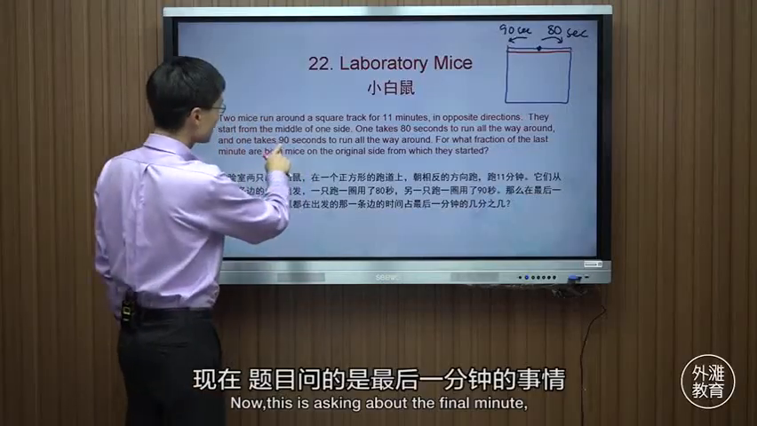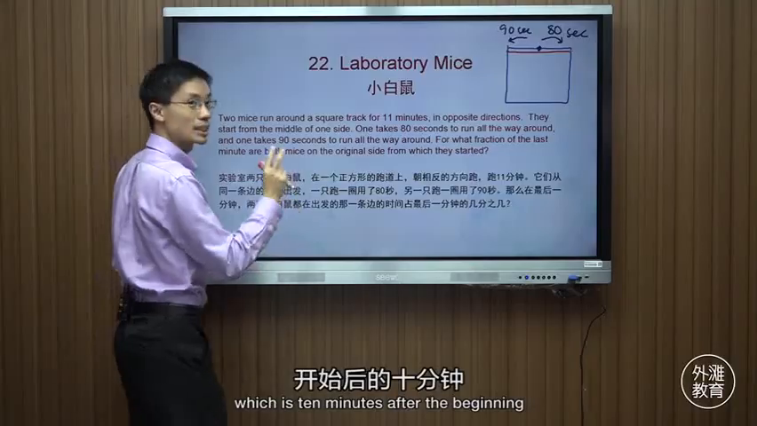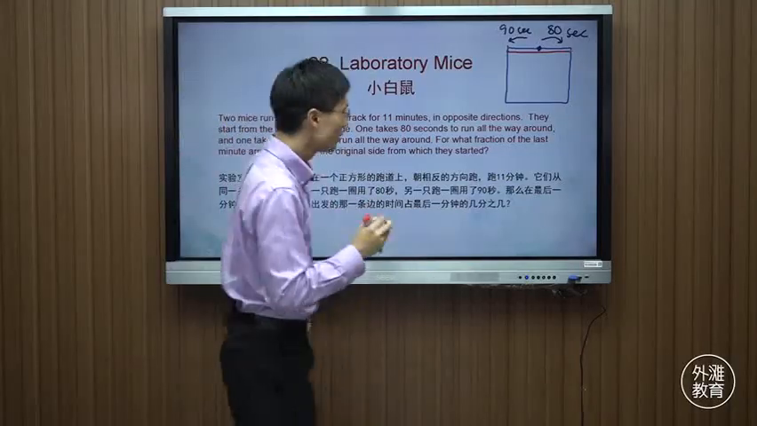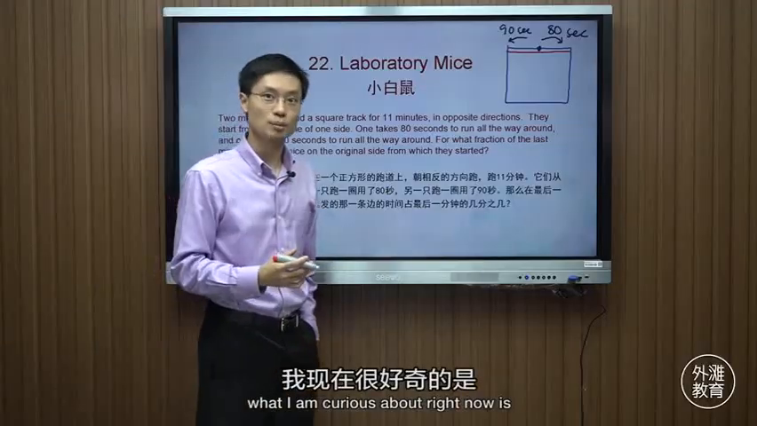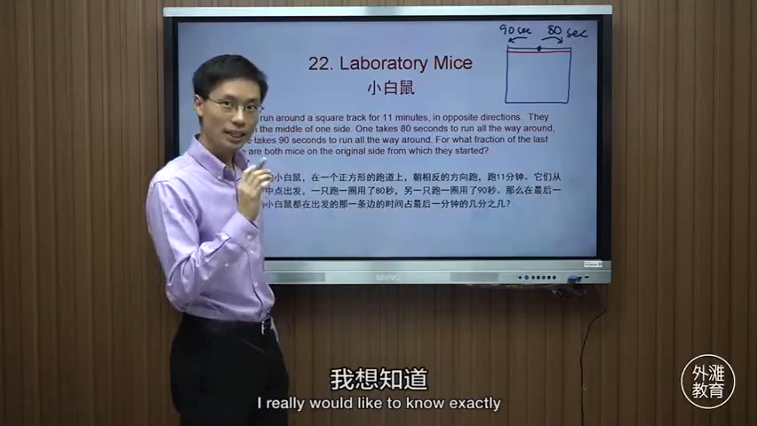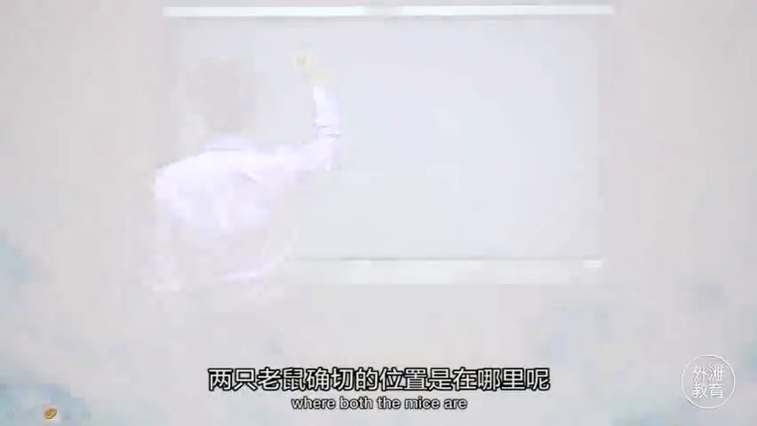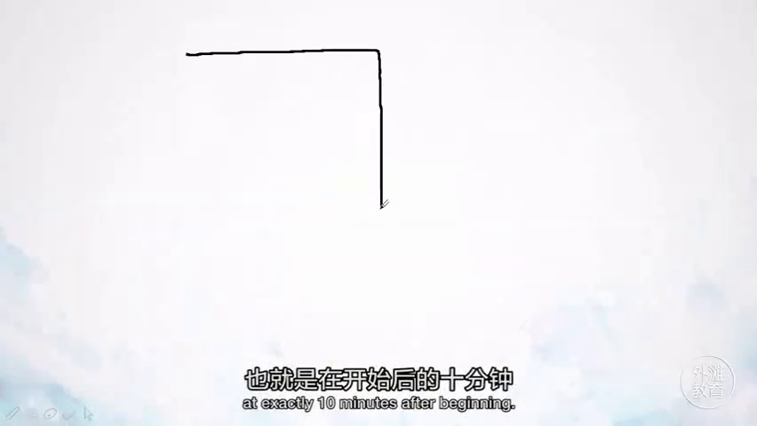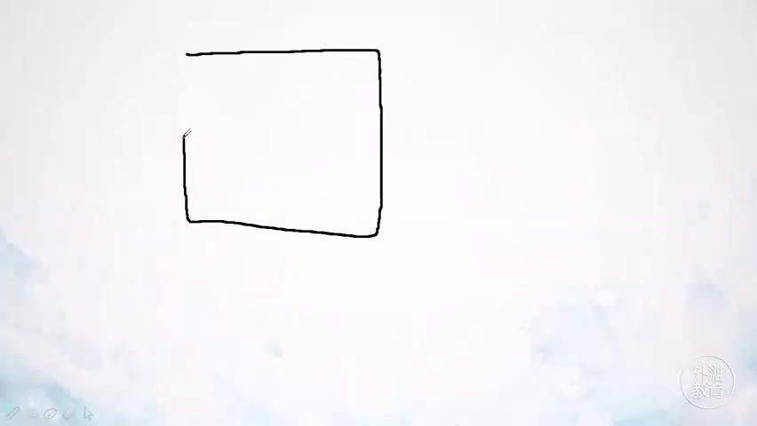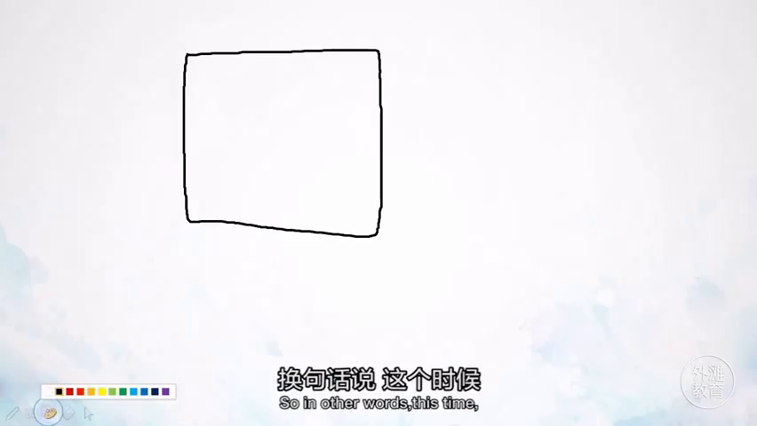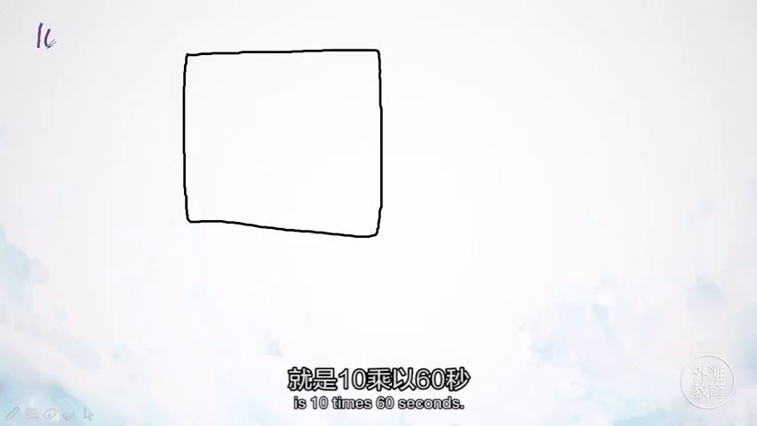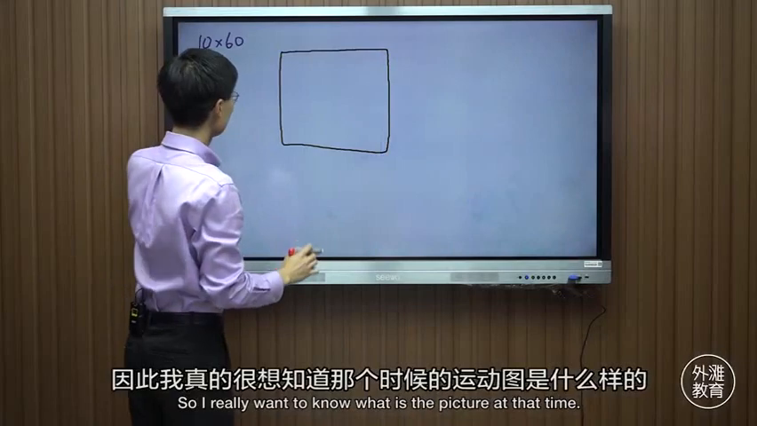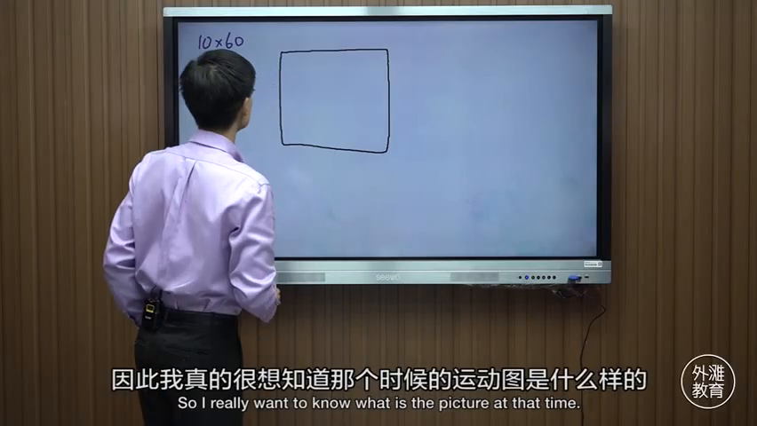Now, this is asking about the final minute, which is 10 minutes after the beginning. If it's 10 minutes after the beginning, what I'm curious about right now is I would really like to know exactly where both mice are at exactly 10 minutes after the beginning. So, in other words, this time, 10 minutes after the beginning, is 10 times 60 seconds. So I really want to know what is the picture at that time.